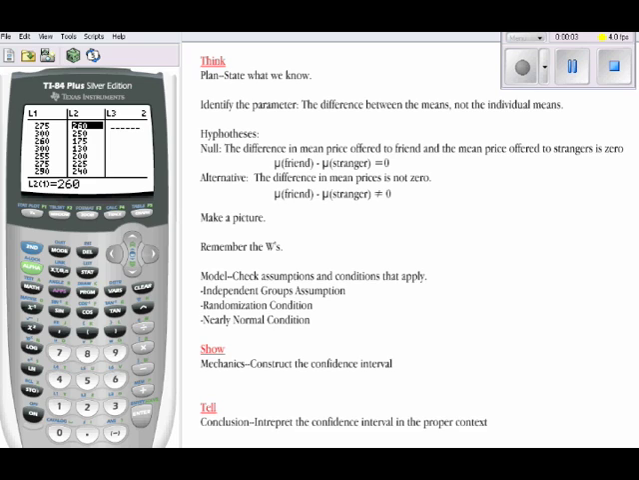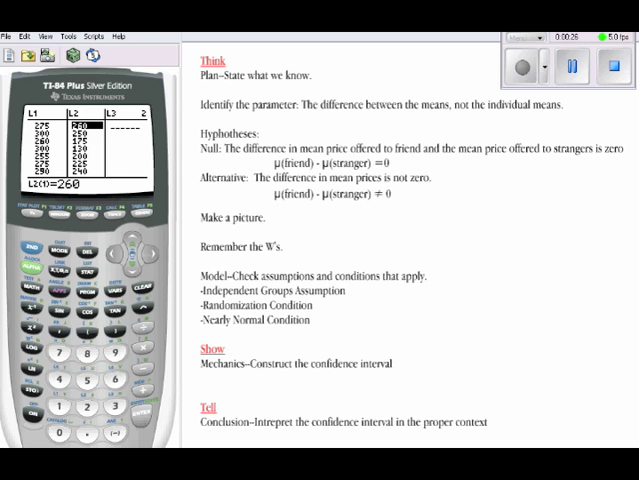We're going to do an example about a two sample t-test for the difference of two means. The scenario begins as a Cornell student wanted to discover if buying from a friend or buying from a stranger actually influenced the prices people thought they would get.